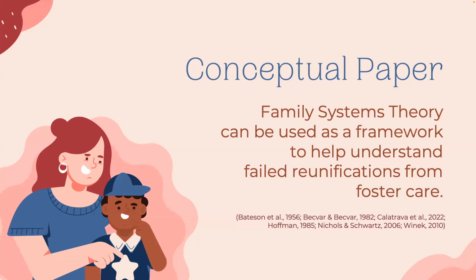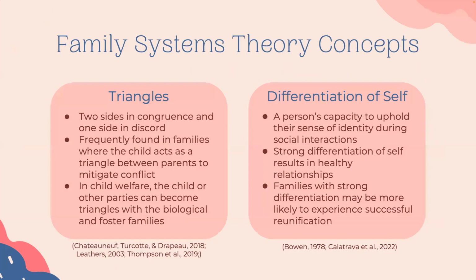Dr. Bowen's theory initially had 6 main concepts, and he later added 2 more to total 8 main concepts of family systems theory. While all 8 concepts relate to the issue of failed reunification, there are 2 concepts that relate the most: triangles and differentiation of self. So we'll talk about triangles first.